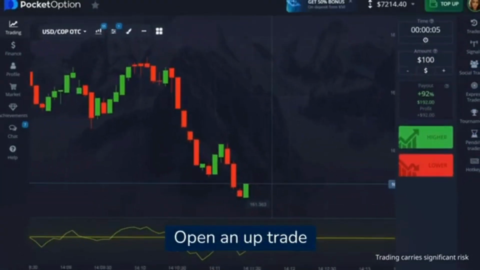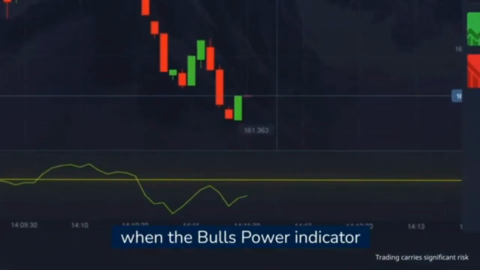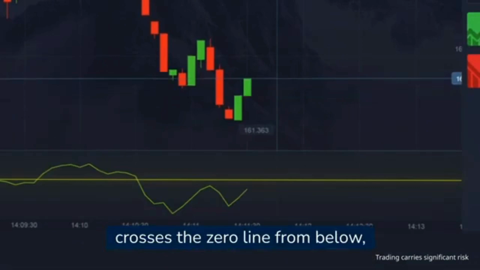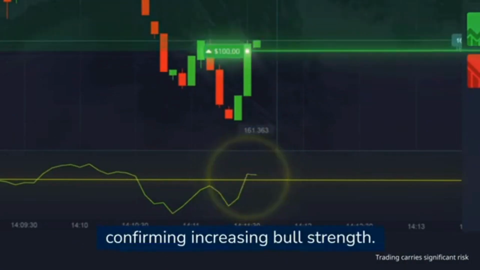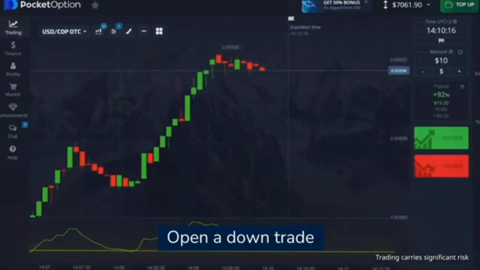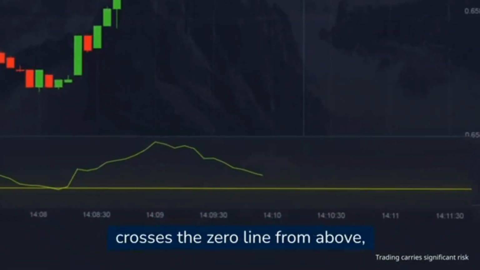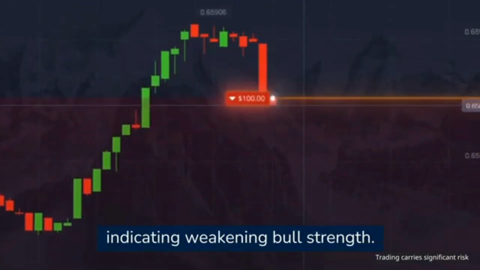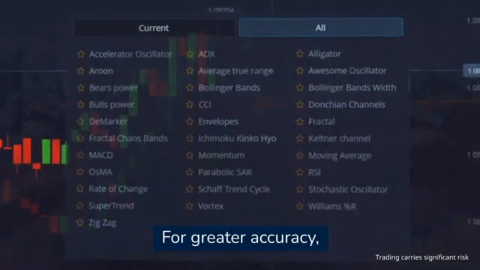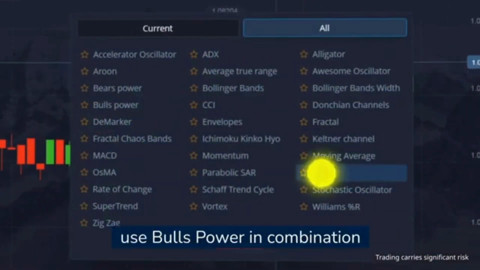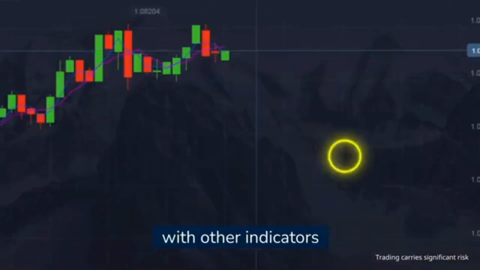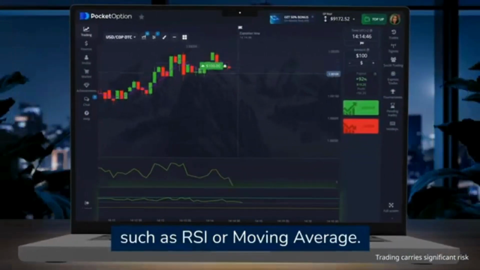Open an up trade when the bull's power indicator crosses the zero line from below, confirming increasing bull strength. Open a down trade when the indicator crosses the zero line from above, indicating weakening bull strength. For greater accuracy, use bull's power in combination with other indicators such as RSI or moving average.